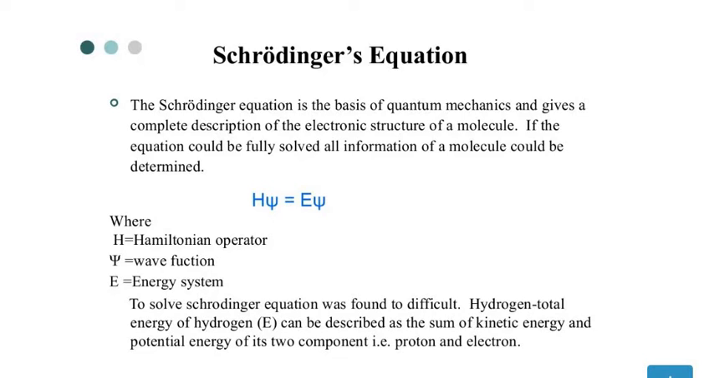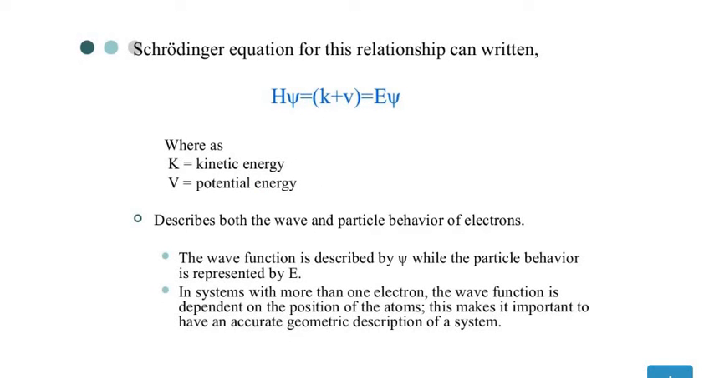Hψ = Eψ. You know, H is the Hamiltonian operator, ψ the wave function, and E the energy of the system. To solve the Schrödinger equation was found too difficult. For hydrogen, the total energy can be described as the sum of the kinetic energy and potential energy of its two components, that is, proton and electron. So the Schrödinger equation for this relationship can be written Hψ = (K + V)ψ = Eψ, where K is kinetic energy and V is potential energy.